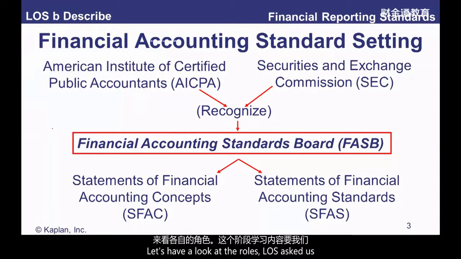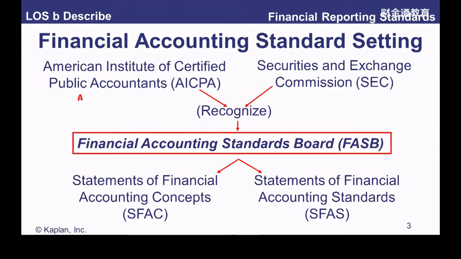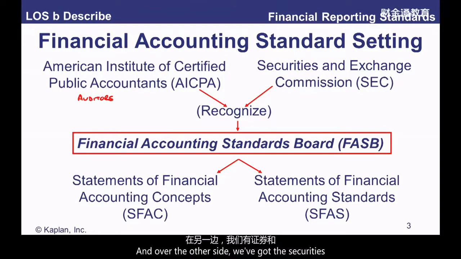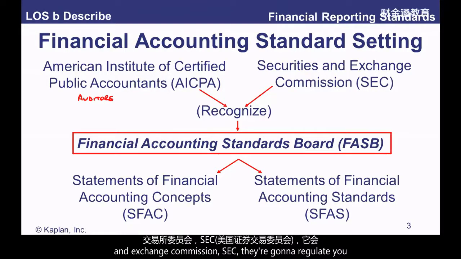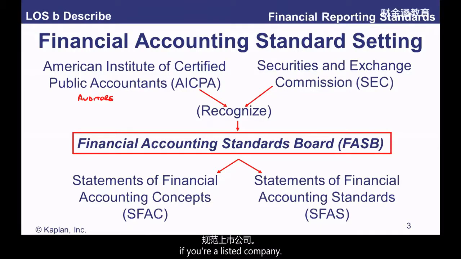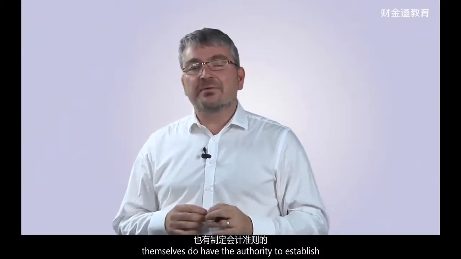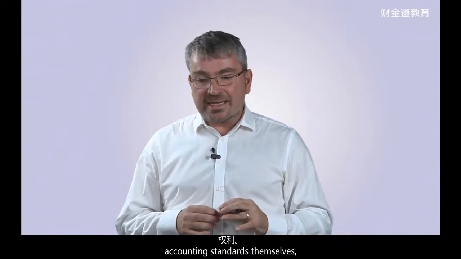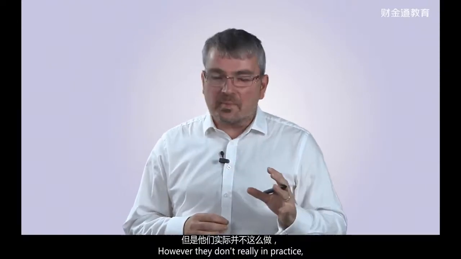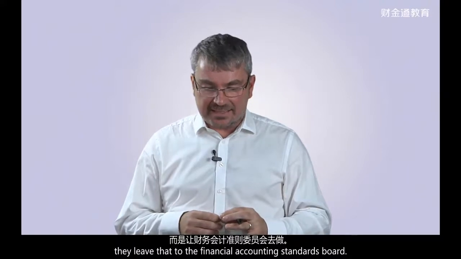Okay, so let's have a look at the roles, and our LOS asks us to describe the roles. What we're looking at here is the US system. Notice we've got up there the American Institute of Certified Public Accountants. These essentially are our auditors. And over the other side, we've got the Securities and Exchange Commission, SEC. Of course, they're going to regulate you if you're a listed company. It's worth being a little bit aware that the SEC themselves do have the authority to establish accounting standards themselves. However, they don't really in practice. They leave that to the Financial Accounting Standards Board.